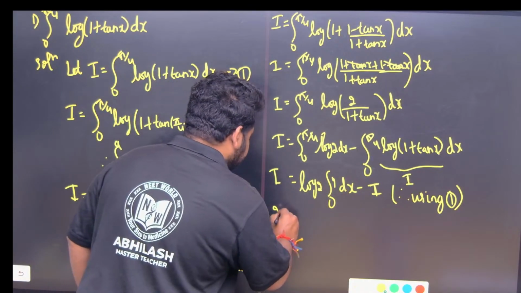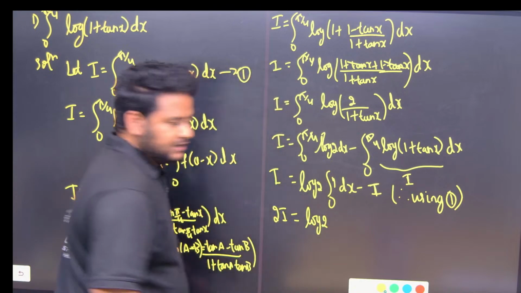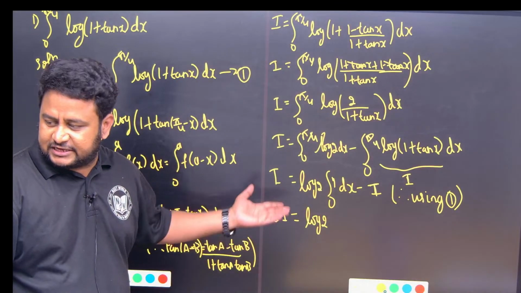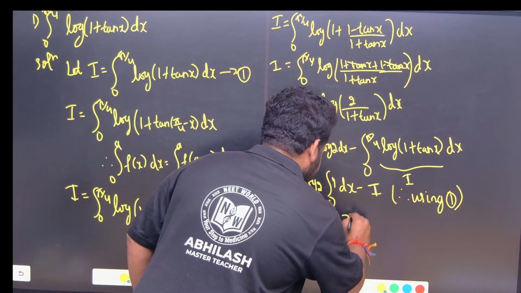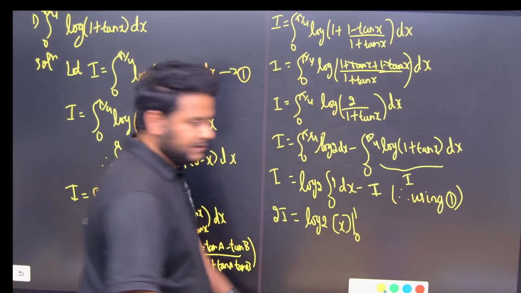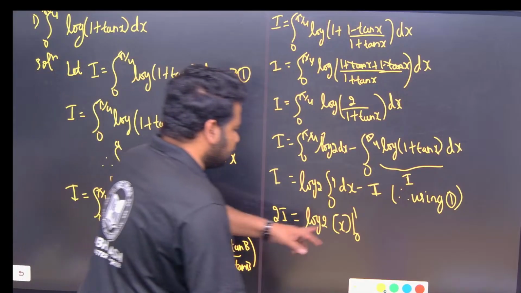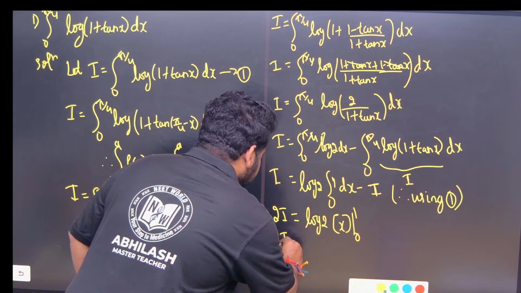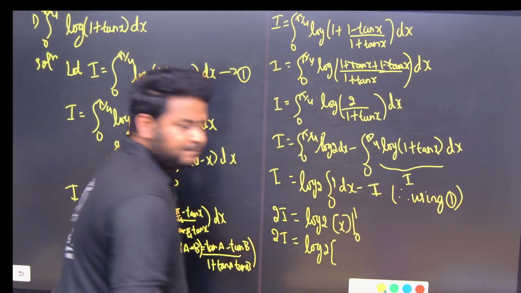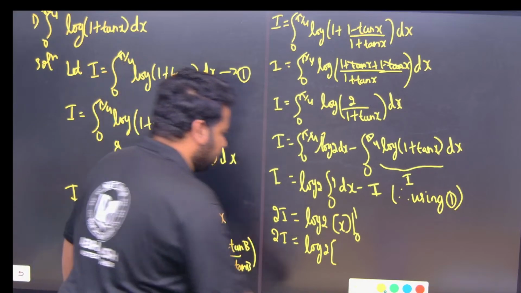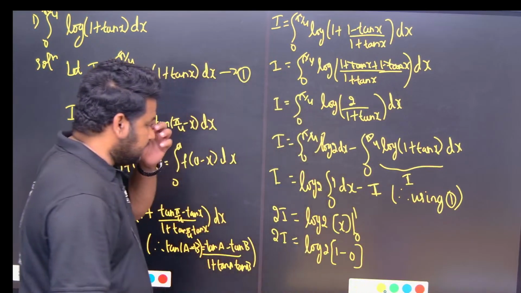This will become 2I. 2I is equal to log 2 times the integral of 1. Integral of 1, nothing is there means it is x. For this I should apply the upper limit and lower limit, because this is a definite integral from 0 to 1. So 2I is equal to log 2 into x, upper limit minus lower limit. It is always upper limit minus lower limit. 1 minus 0.